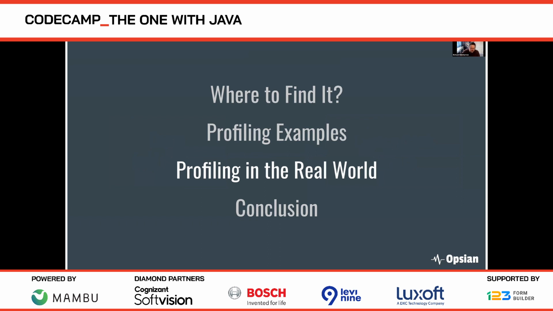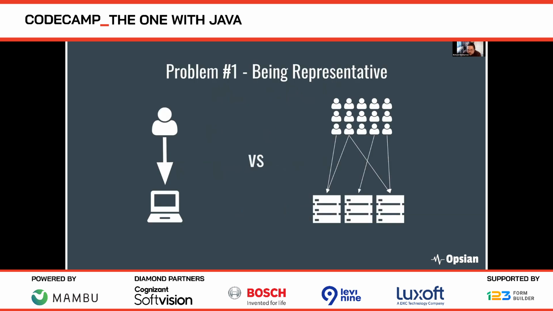Now, the next big section of this talk is profiling the real world, because I've shown you a few examples of Java code here and how we found and fixed the problems, but there's a gap that needs to be leapt over in order to go from profiling in a demo environment on a laptop to profiling in a real world production system. I'll look at a bunch of different problems that we have to overcome and how you overcome them. The first problem is being representative.